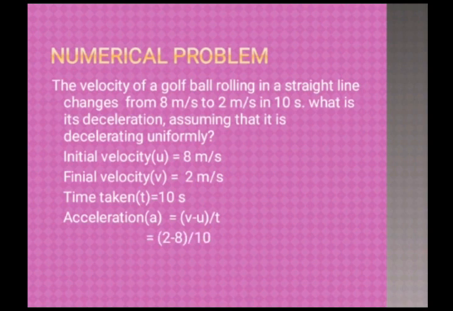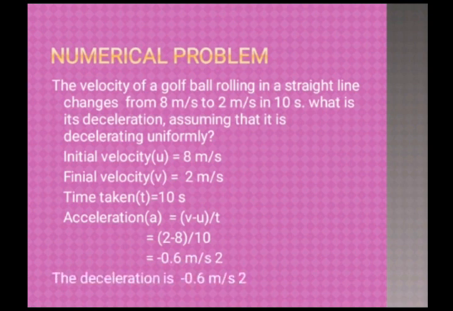2 minus 8 divided by 10 is equal to 0 minus 0.6 meter per second. The deceleration is minus 0.6 meter per second square.